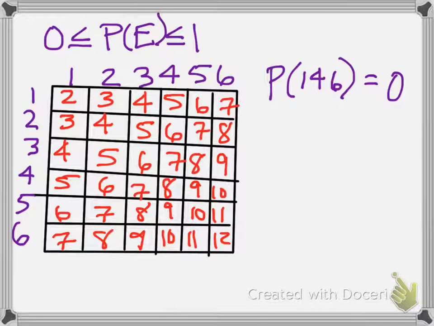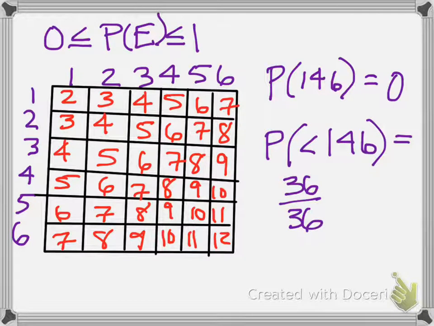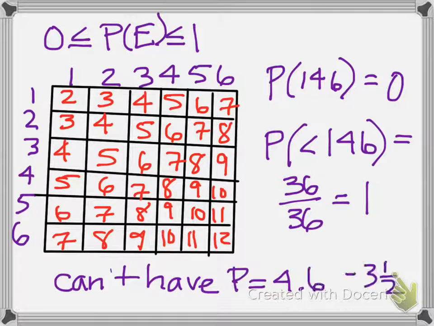You can't have a negative probability. Probability of getting a number less than 146, well, all of these numbers are less than 146, so that's 36 of them out of the 36 that are less than 146, which is 1. And like I said before, you can't have a probability that's a decimal or a negative number or something like -3.5. Just won't happen.